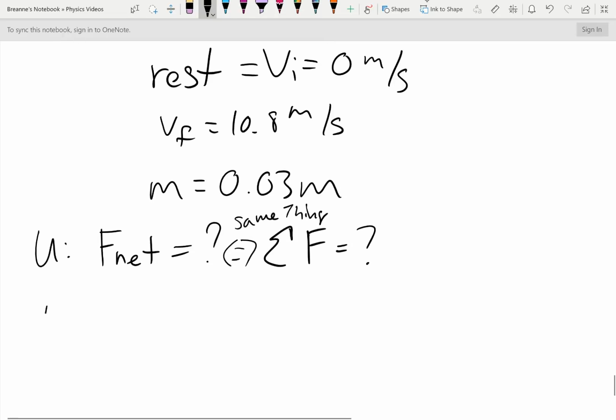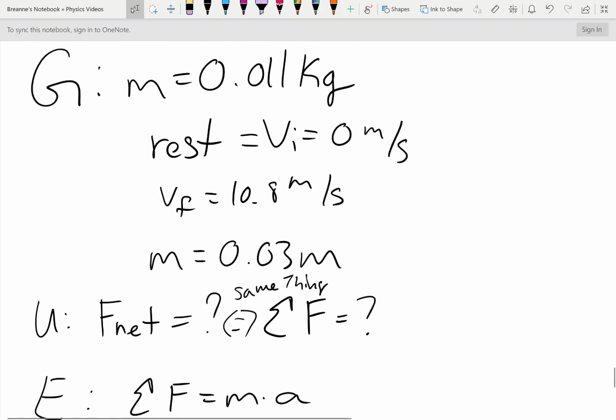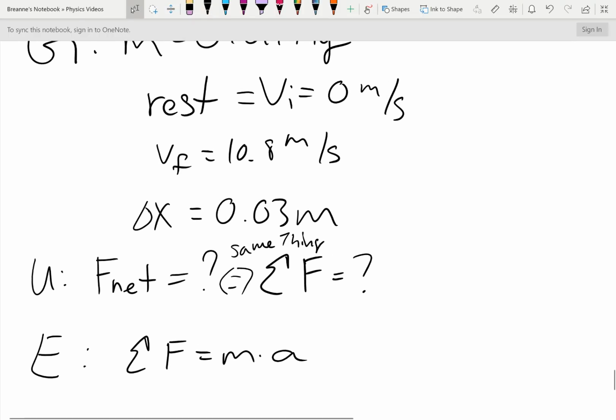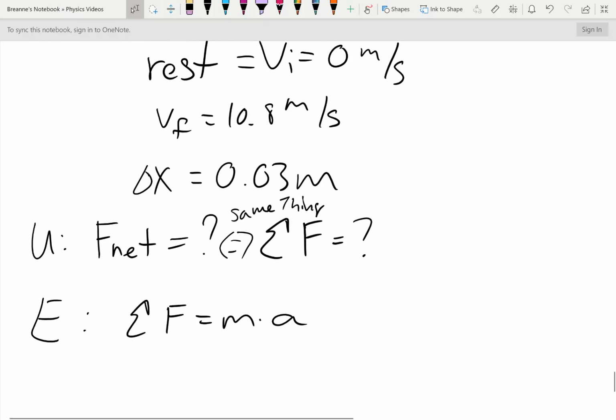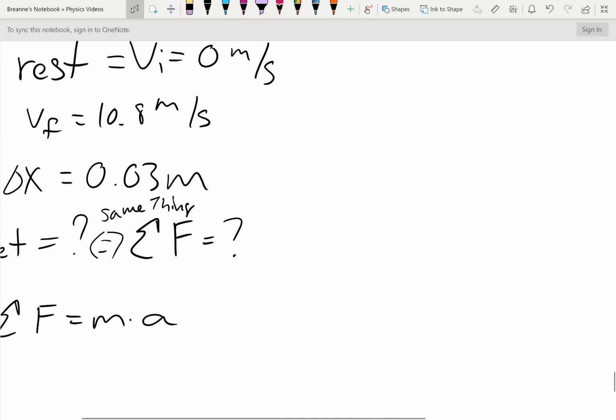So we know our equation for net force. Our equation for net force is mass times acceleration. Well, we have the mass, but we don't have acceleration. Could we use what we have to solve for acceleration? Well, we have initial, we have final, and we have x. So guess what? We got to dive into that 1D motion. It's not over. It all connects.